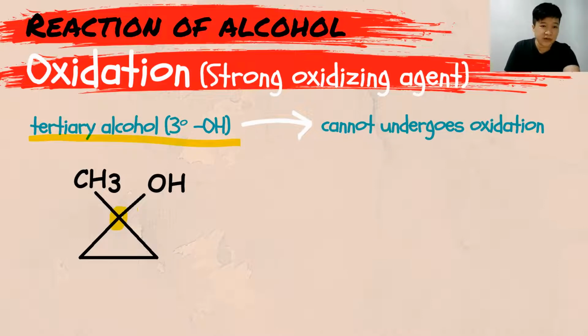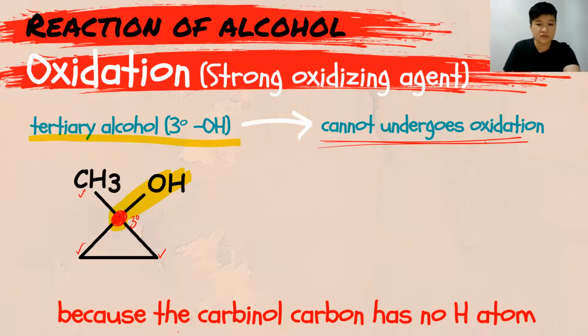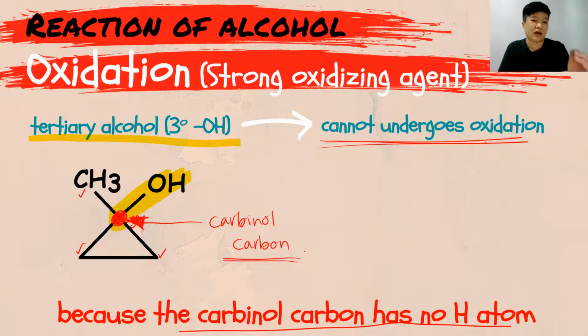Next, take a look at your tertiary alcohol. So this is your tertiary alcohol, the carbon that is holding the OH. This carbon right now is a tertiary because it's attached to 1 carbon, 2 carbon, 3 carbon. And look at this carbon right now. Do we still have any hydrogen attached? No. When you don't have any hydrogen attached, you cannot remove the OH and the hydrogen. So it cannot undergo oxidation because the carbonyl carbon has no hydrogen. The carbon that is holding the OH is your carbonyl carbon. So remember that, because your carbonyl carbon does not have any hydrogen attached.